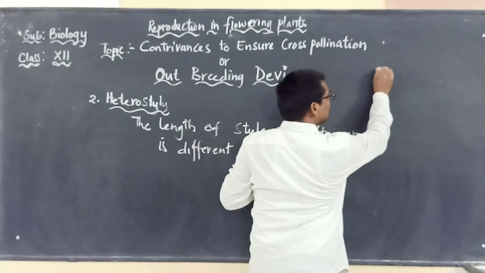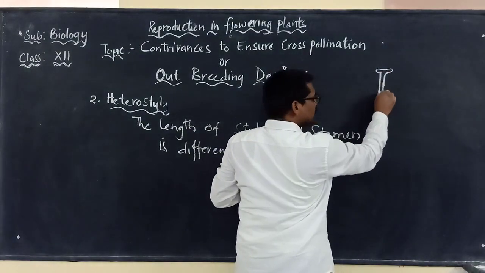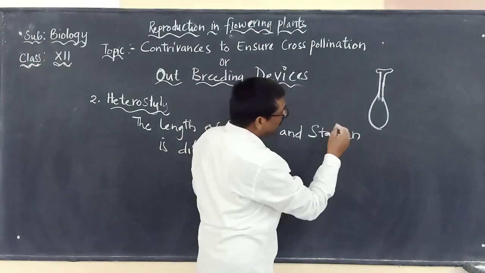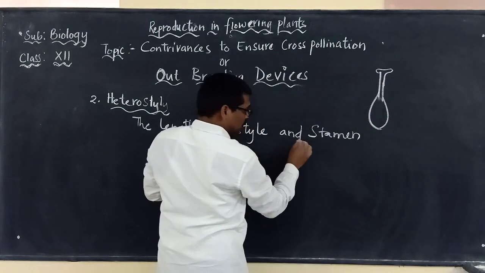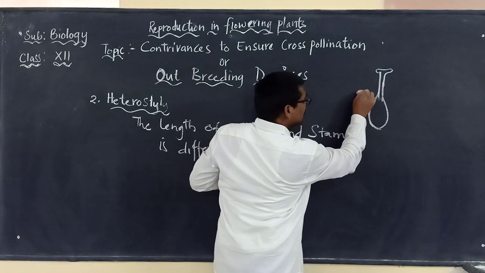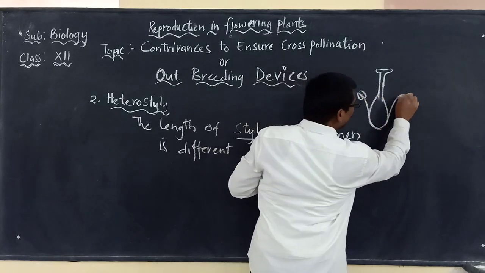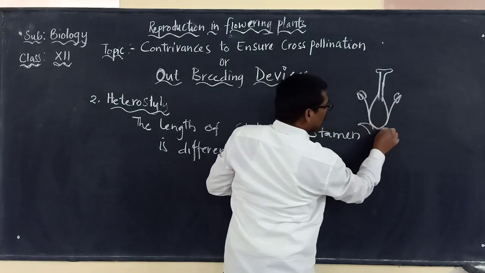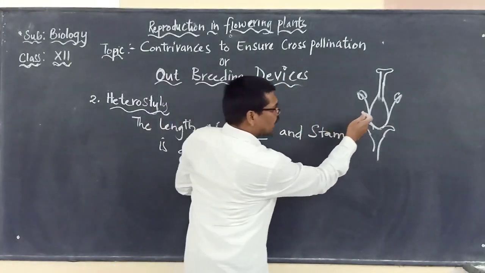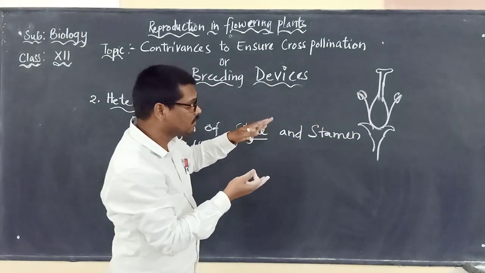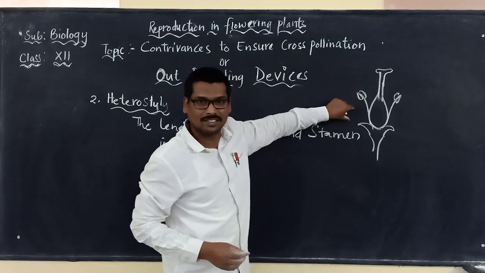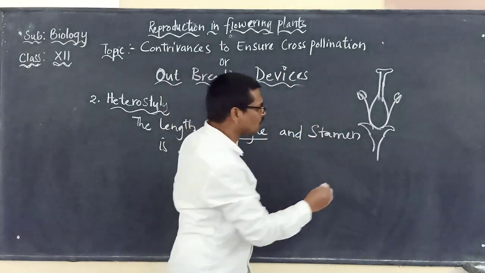Suppose in some flowers, the style will be very long, whereas the anthers will be very short. The anthers in a flower are very short. So here what you are seeing very clearly is that the style is very long, whereas the stamens are very short. This type of arrangement is called pin.